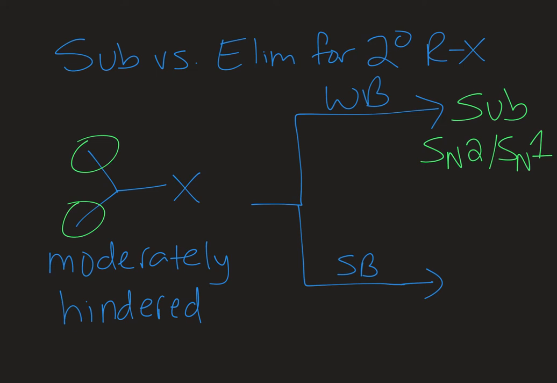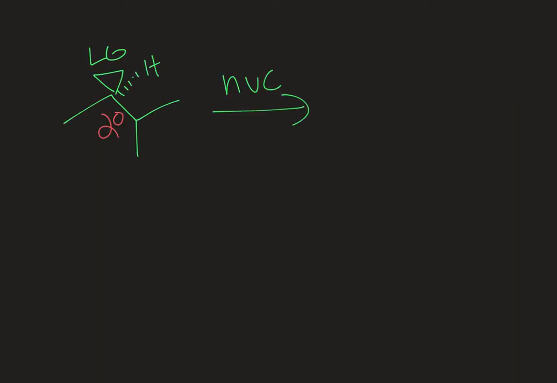If you have a strong base, the more hindered the system, the more likely a strong base is to give an elimination product, because it can come to the periphery of the molecule as opposed to going all the way into the carbon atom. And so with a strong base in a secondary system, you'll see elimination. Strong bases are very good at plucking off protons, so you see E2 concerted elimination.